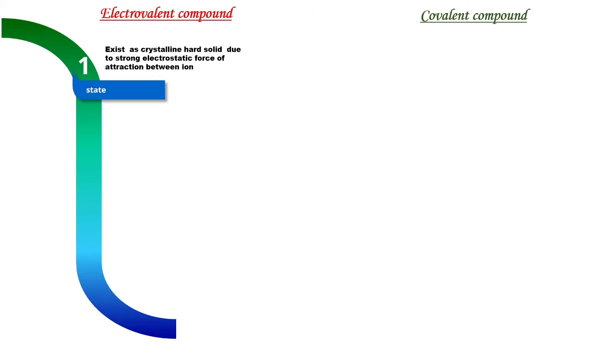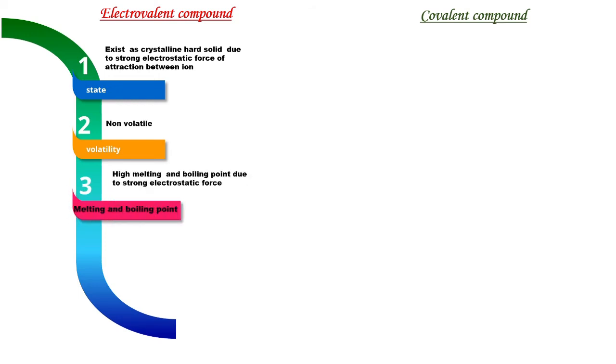The second property of ionic compound or covalent compound is the volatility. They are non-volatile. As it is a hard crystalline solid, it does not easily evaporate. They have a high melting and boiling point. The high melting and boiling point is due to the strong electrostatic force of attraction between the ions. As the force of attraction is very strong, a large amount of energy is required to break it.